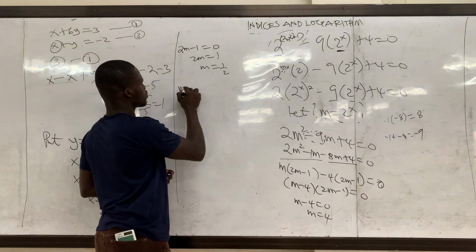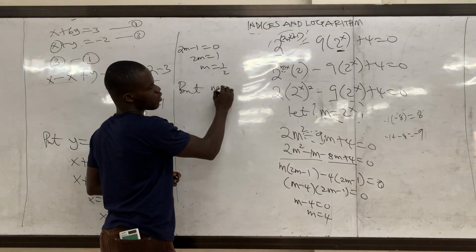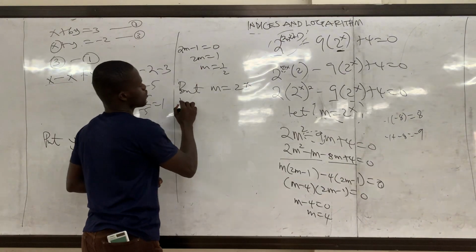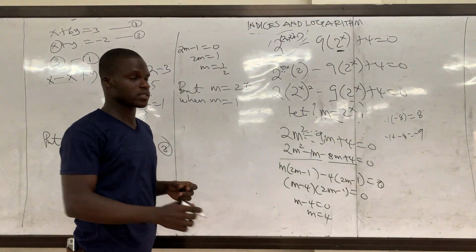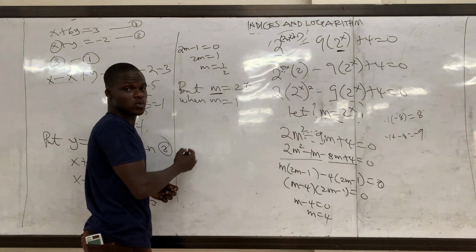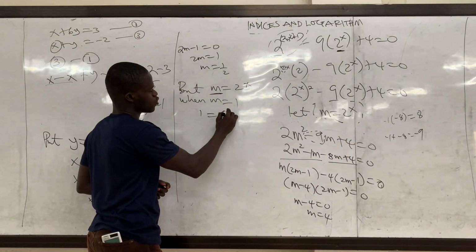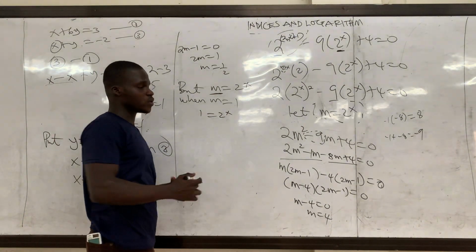So you tell them that n is equal to 2 exponent x. So when n is equal to 1, what is the value of x? So when n equals 1, we replace n here with 1. So we are going to get 1 to be equal to 2 exponent x. Now we try to write 1 in base 2.